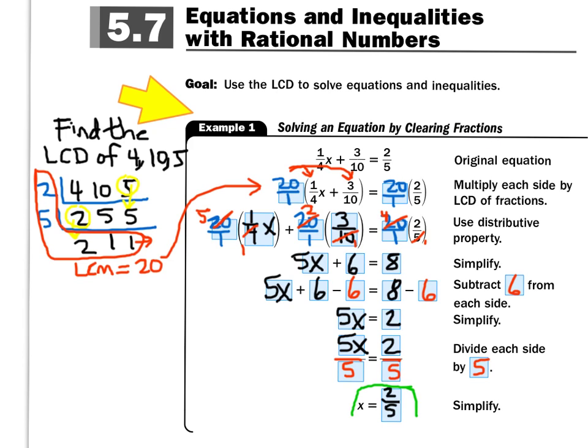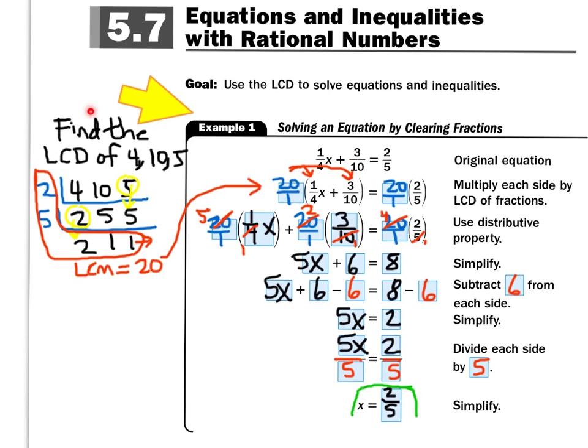When you see an equation like this, 1/4 x plus 3/10 equals 2/5, your first thought should be, yikes, so many fractions, how do I get rid of them? Well, here's the trick. This is what we use in algebra all the time. First thing you do is look at all the denominators, the 4, the 10, and the 5, and you find the LCD, the lowest common denominator, of all of those.